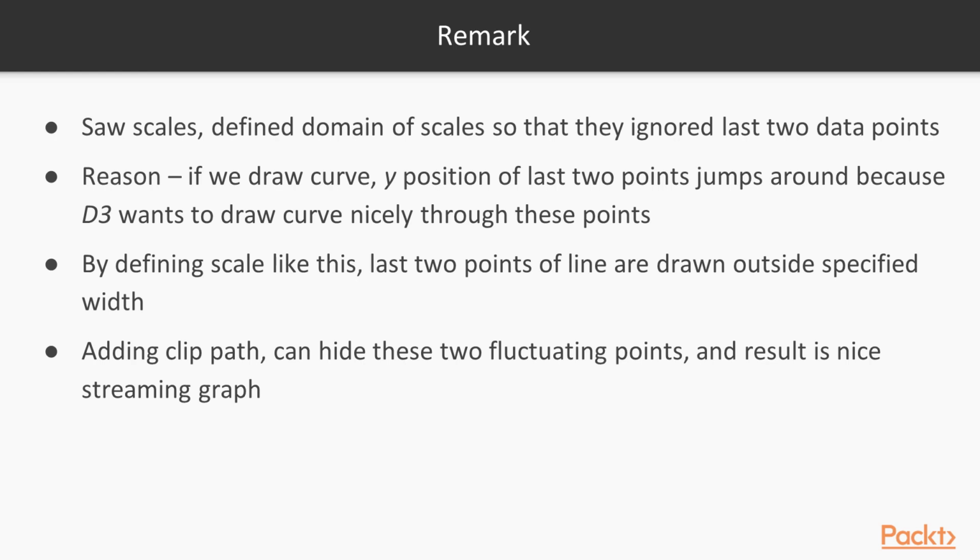When we saw the scales in the beginning of this section, we mentioned that we defined the domain of the scales so that they ignored the last 2 data points. The reason is that if we draw a curve, the y position of the last 2 points jumps around because D3 wants to draw the curve nicely through these points. By defining the scale like this, the last 2 points of the line are drawn outside the specified width. We still see them at this point, but by adding a clip path, we can hide these 2 fluctuating points, and the result is a nice streaming graph.